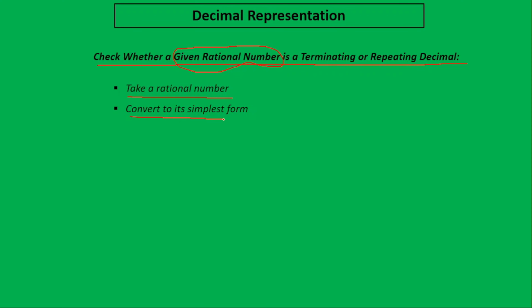So the steps are: take a rational number, convert it to its simplest form. Simplest form is when numerator and denominator are co-prime, meaning there is no common factor between them. If it is not in simplest form, convert it. So 20 is 2 times 2 times 5, and 16 is 2 times 2 times 2 times 2. So 5 by 4 is the simplest form.